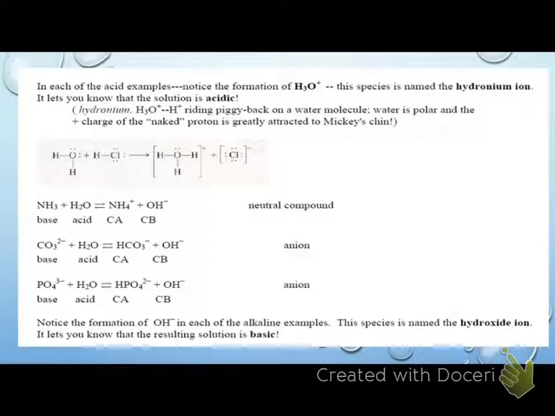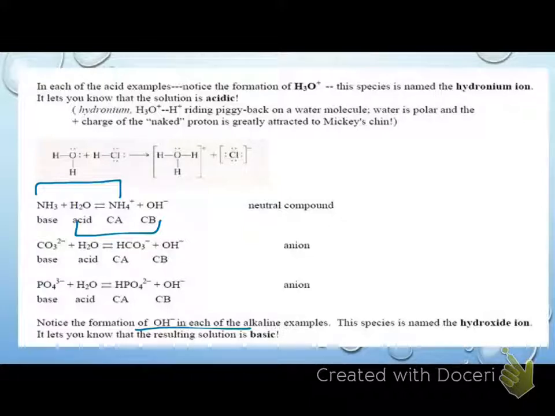So in each of these examples, notice we're forming the H3O+. That was for the acid base, but sometimes you're going to be forming the hydroxide. Here we have the base being NH3, so its conjugate acid is NH4+. The acid was water, and so the conjugate base is OH-. So this time we're noticing the formation of the OH-.